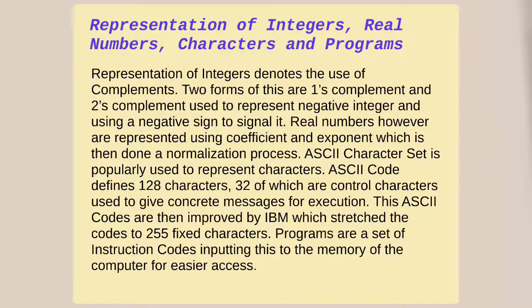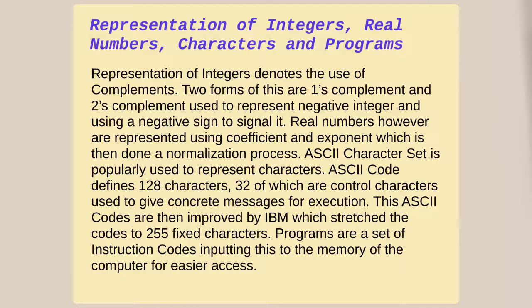Representation of integers, real numbers, characters, and programs. Representation of integers denotes the use of complements. Two forms of these are 1's complement and 2's complement, used to represent negative integers, and using a negative sign to signal it. Real numbers, however, are represented using coefficient and exponent, which then go through a normalization process.